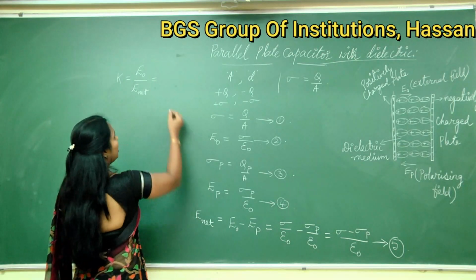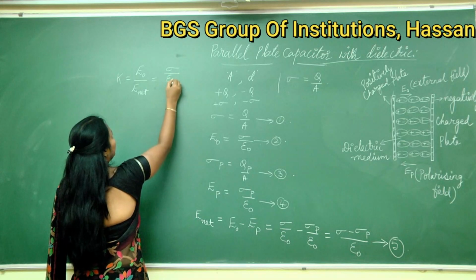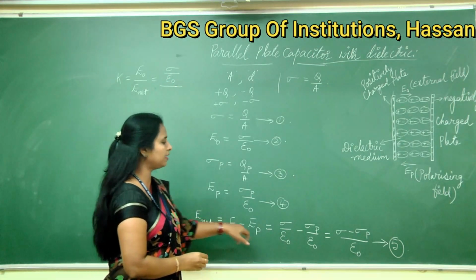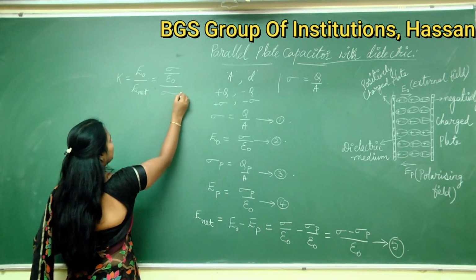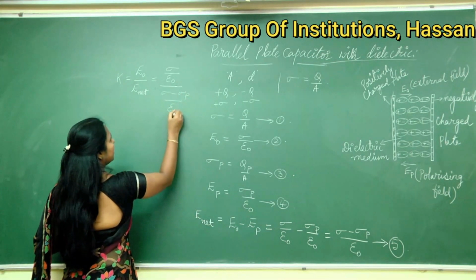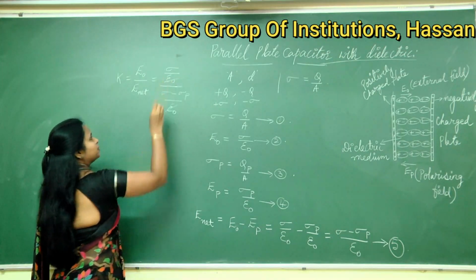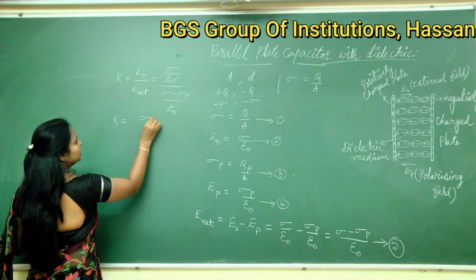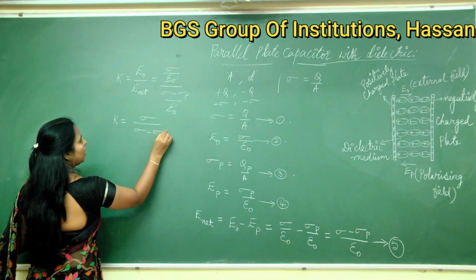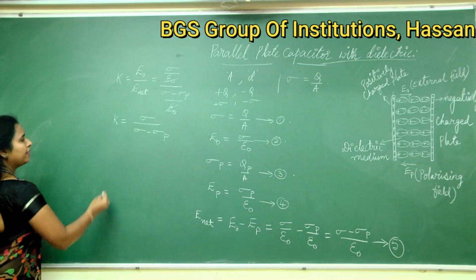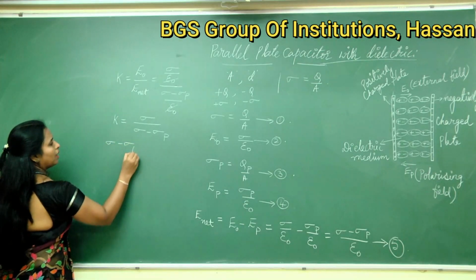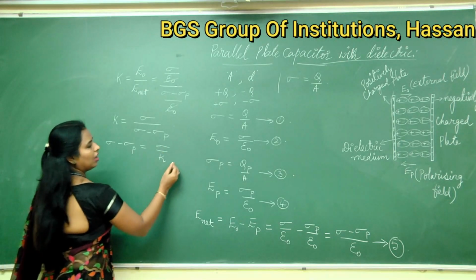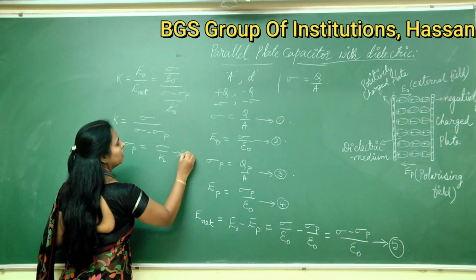That is equal to E naught. What is the value of E naught? It is sigma by epsilon naught. What is E net, or net electric field? It is sigma minus sigma P divided by epsilon naught. Epsilon naught gets cancelled. We have K is equal to sigma by sigma minus sigma P, and we can write sigma minus sigma P as sigma divided by K, and call this equation number 6.